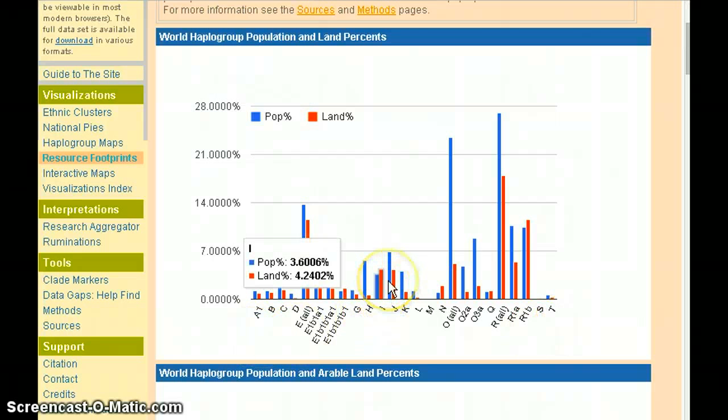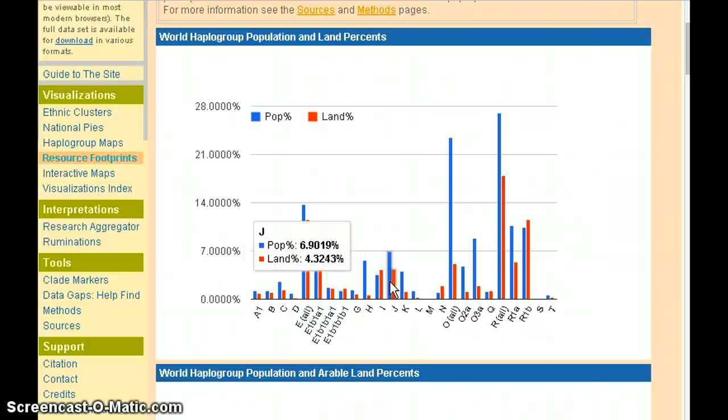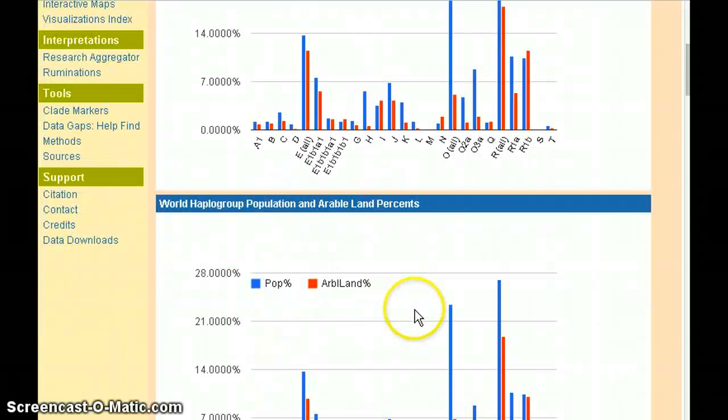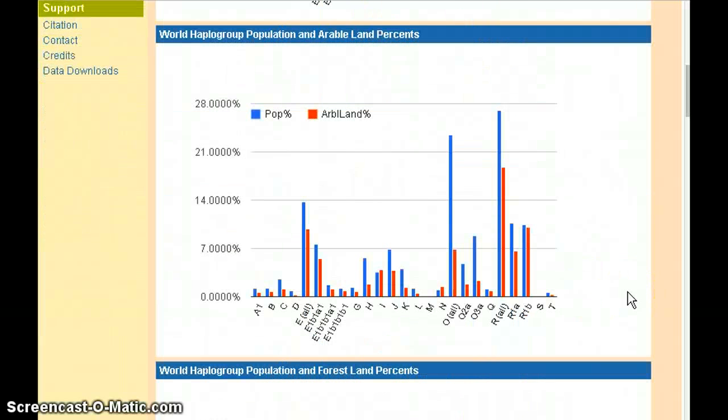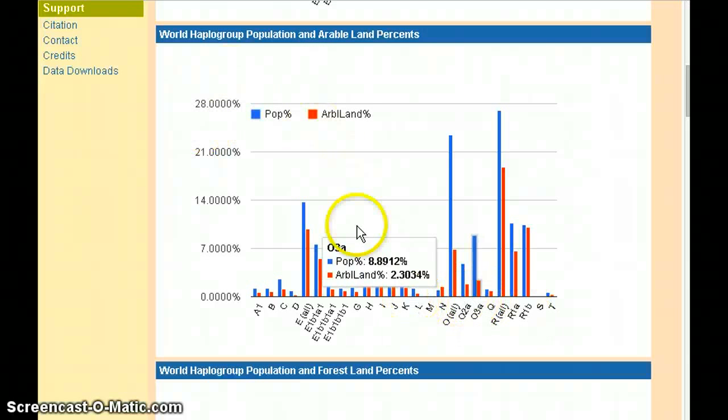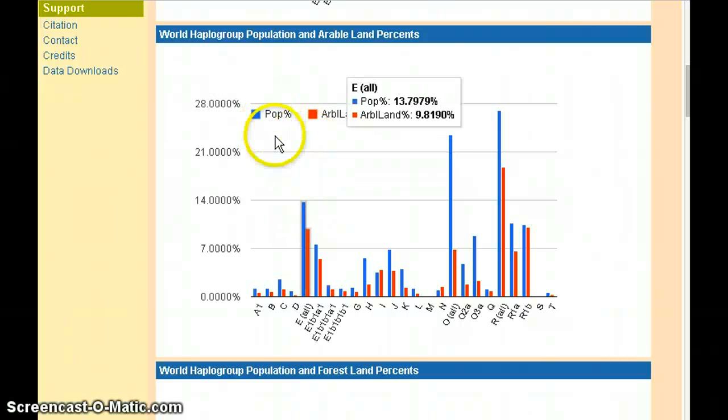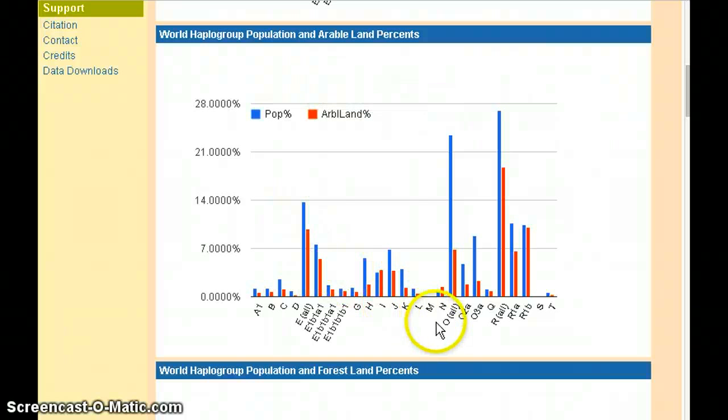Moving the cursor over any of the bars will reveal the statistic underlying that graphic. And this can be done for each of the charts here. They're more or less self-explanatory in terms of what they're illustrating. Essentially, we're looking at various percentages of the arable land held, and the population percentage, by each of the major haplogroups.